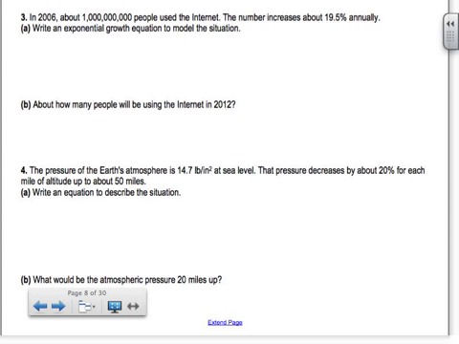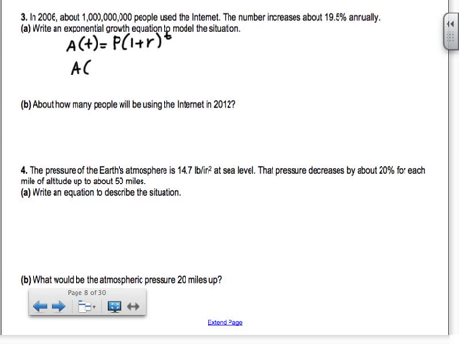So the equation that we talked about for exponential growth was A of t equals P times (1 plus r) raised to the t. P is called the principal amount or the initial amount, r is your rate, t is your time. So whenever it says write an exponential growth equation or function, that means t is still going to be in your answer.